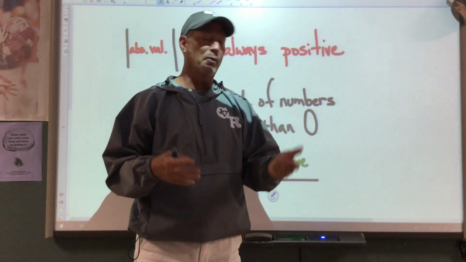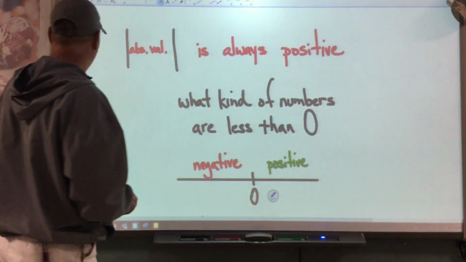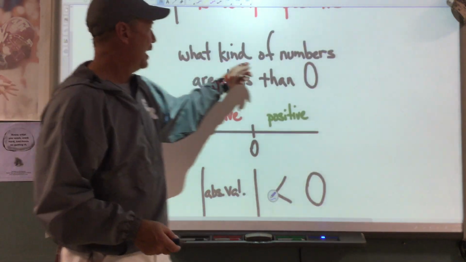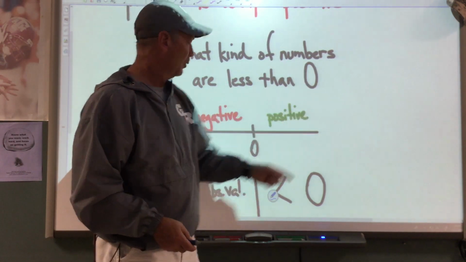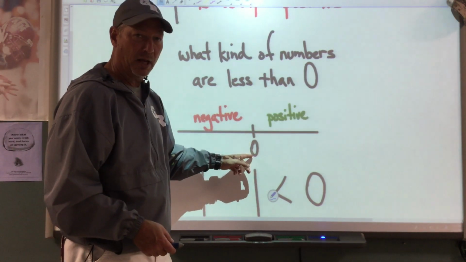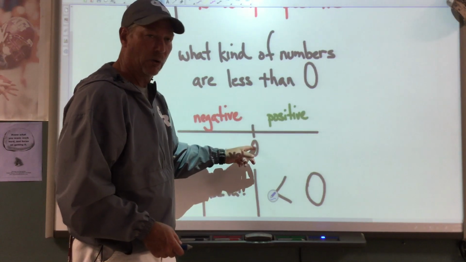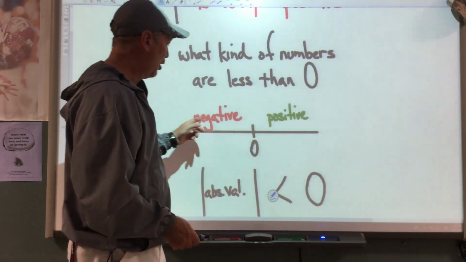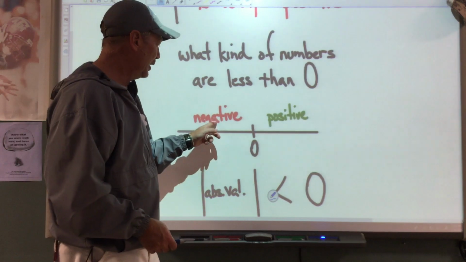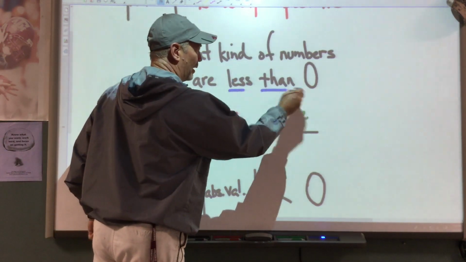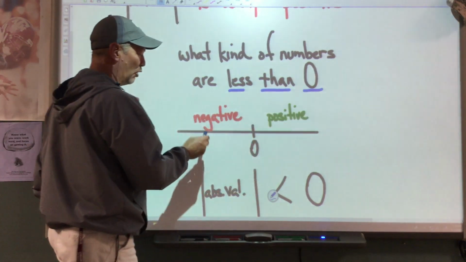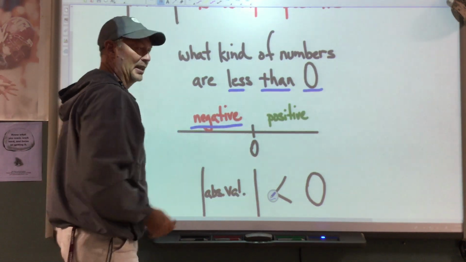So now we have to ask ourselves, what kind of numbers are less than 0? Well, here's 0 on my number line. If we're less than 0, what kind of number are we going to be? You're going to be a negative number. If you're less than 0, you're going to be negative.